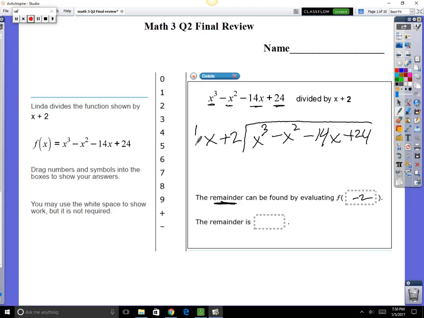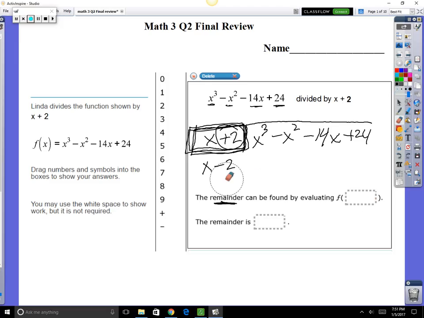So depending on what this is right here, if you're dividing by x plus 2, we are going to evaluate the function at a minus 2. If you were dividing by x minus 2, then we would evaluate the function at f of a positive 2. So these are kind of always opposite. So if this is a plus 2, this is a minus 2; this is a minus 2, this is a plus 2.